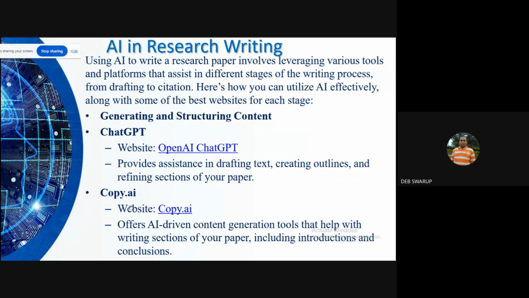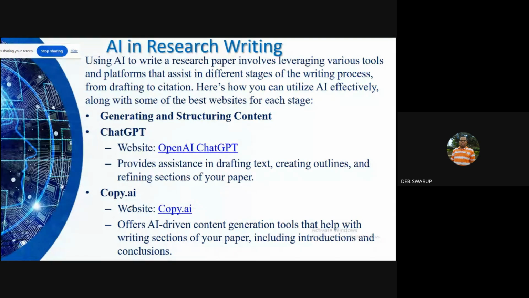Now, AI in research writing. Sometimes people get confused about what AI tool does which part. In many of these FDPs, there will be people who only talk about Copy AI, or only about ChatGPT. Some might be talking about Bard or Gemini. Bard and Gemini are in fact the same, because initially it was Bard, and it has now become Gemini. So you can use everything. There is no limit.